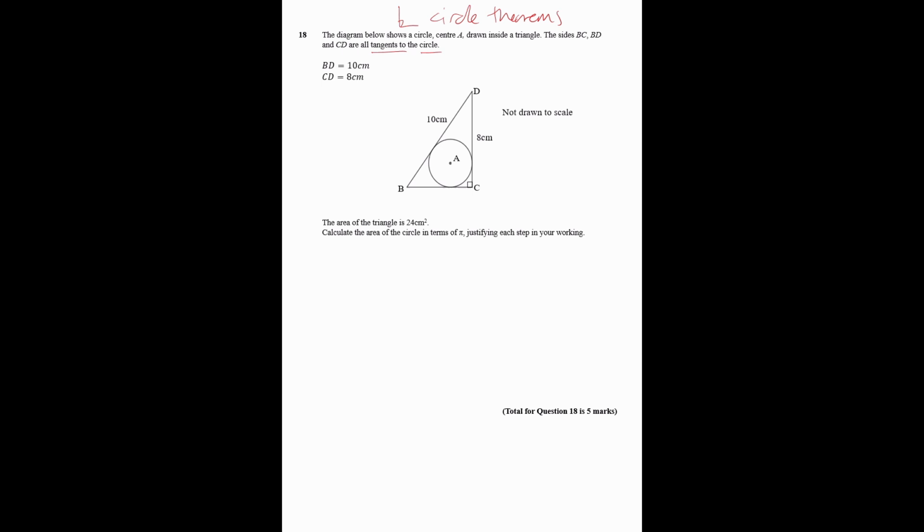BD is 10 centimeters, CD is 8 centimeters. It's not been drawn to scale. So the area of the triangle is 24 square centimeters. Calculate the area of the circle in terms of pi. So we want the area of the circle. Obviously, for this, we need to work out what the radius is, which brings me back to using the circle theorem. So I'm now going to draw in the radii.